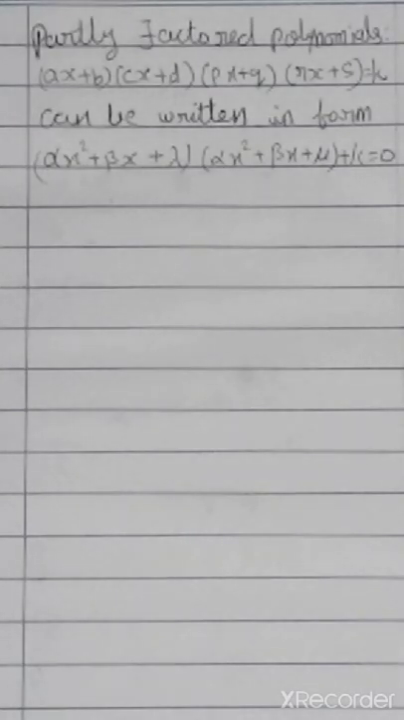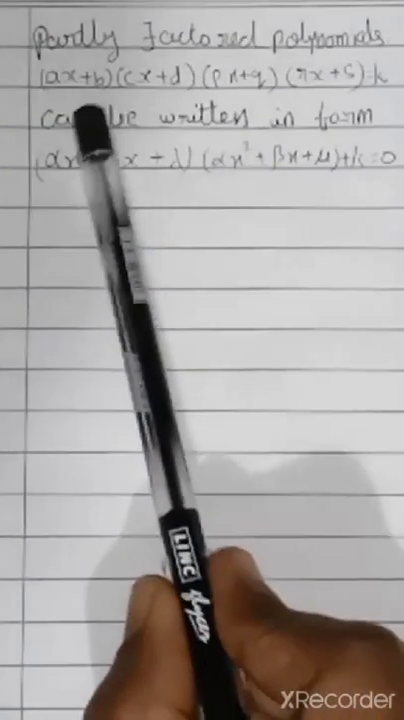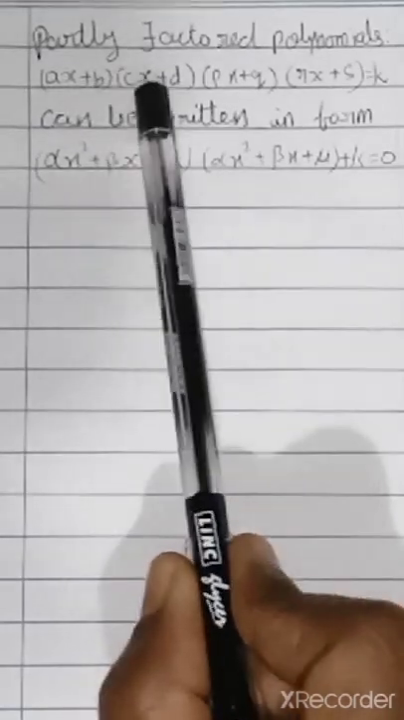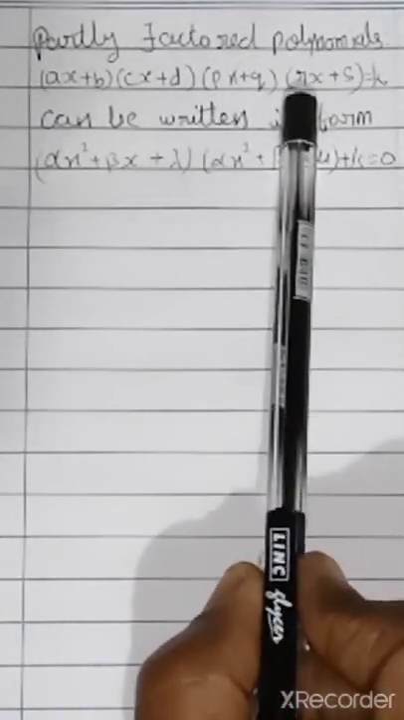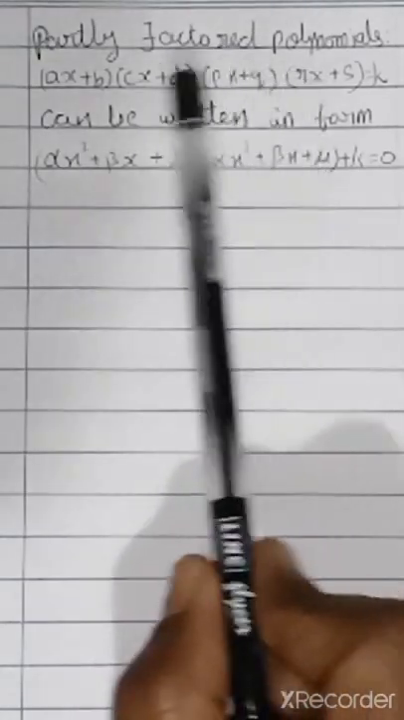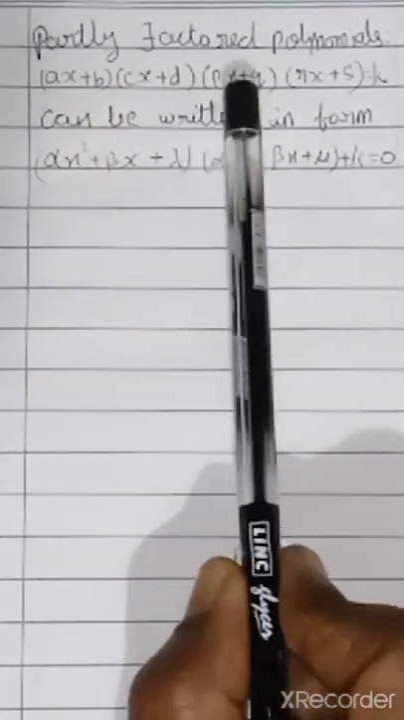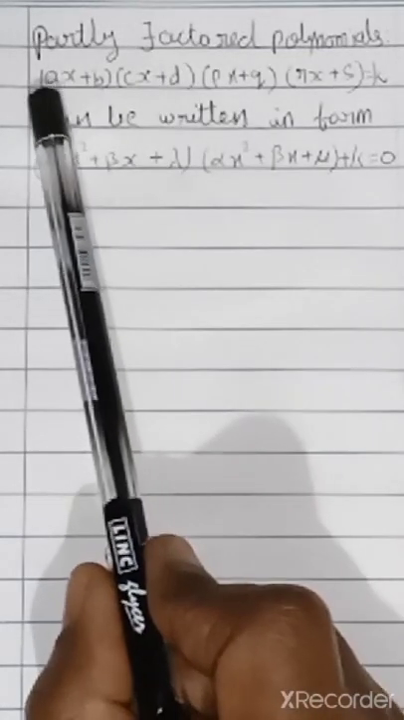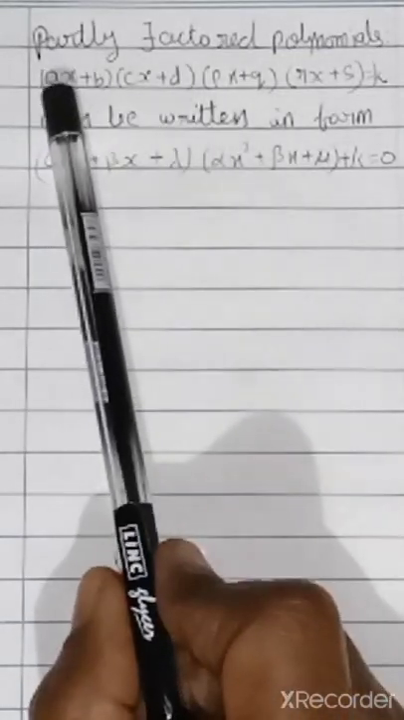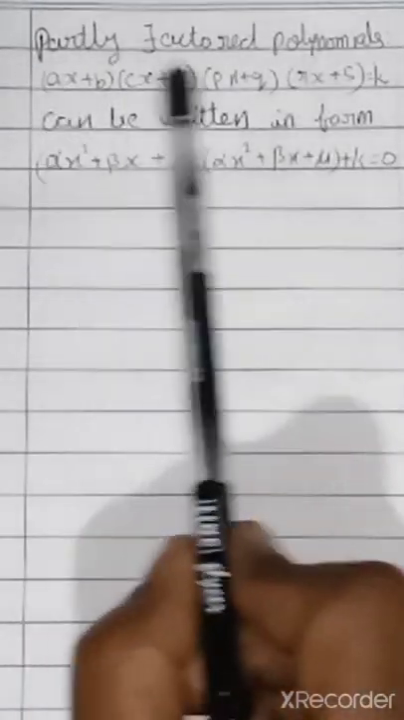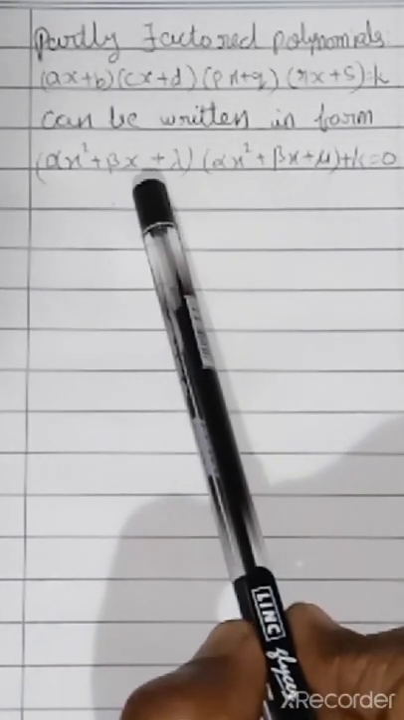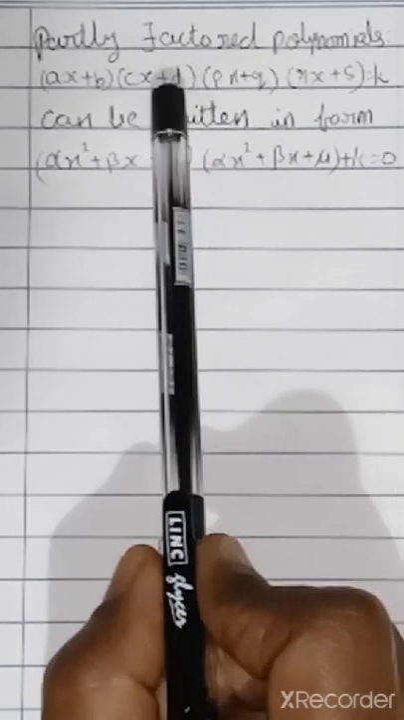Today we are going to see partially factored polynomials. So, what is this partially factored polynomial? We have quadratic polynomials of the form where they will give four factors. From these four factors, this is your partially factored polynomial. What we have to do is simplify this and finally get the root. That is your final solution.